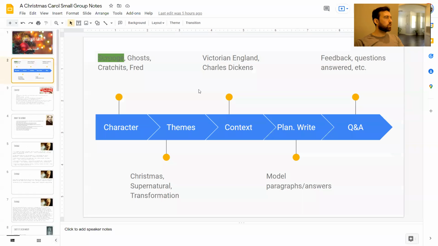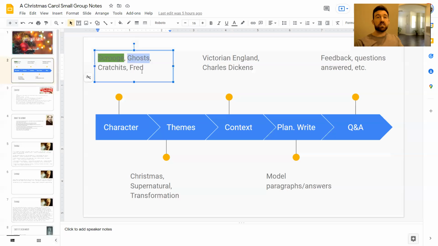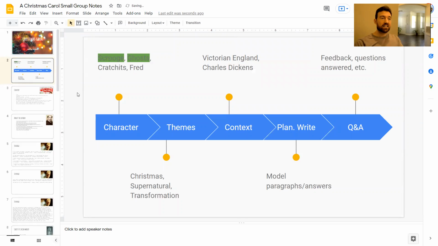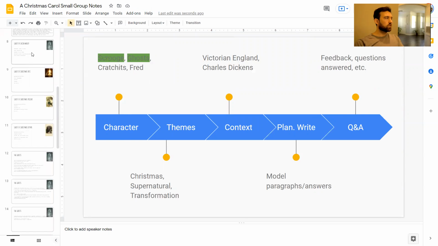So last week we went through Ebenezer Scrooge, obviously the main character in A Christmas Carol. And if you haven't seen that video, I highly recommend you go back and watch it. It's on the YouTube channel, it's in the Discord. Today, we're going to be covering the ghosts as a collective, lots to get through. So hopefully this will be really useful for you.